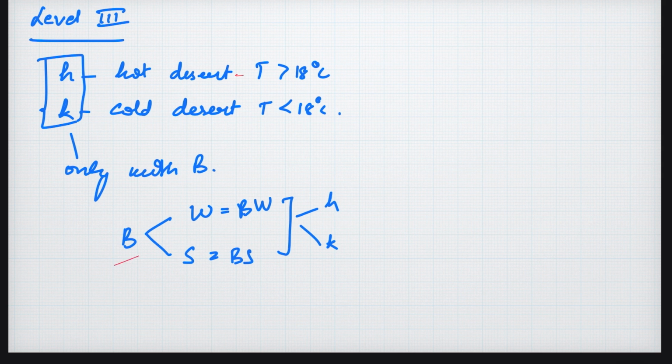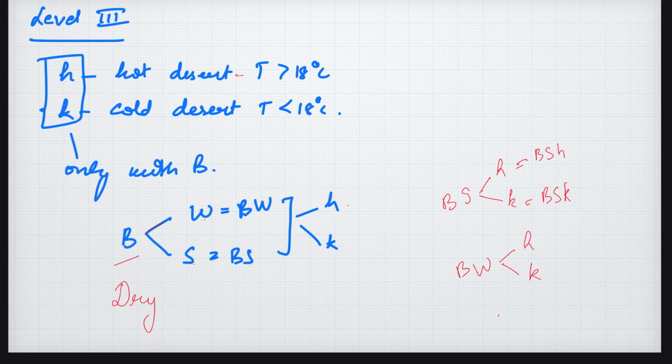So we know that B is a dry type of climate, which is further divided into W and S. W is desert type of climate and S is semi-arid, and these both can be further subdivided into h and k. Like BS can be further divided into h and k, that is BSh and BSk.